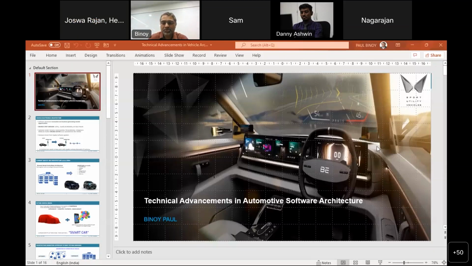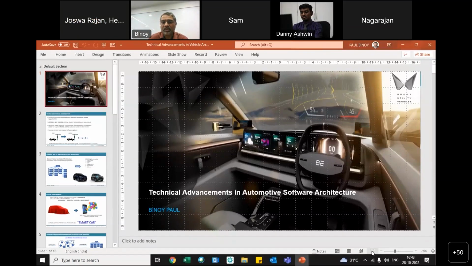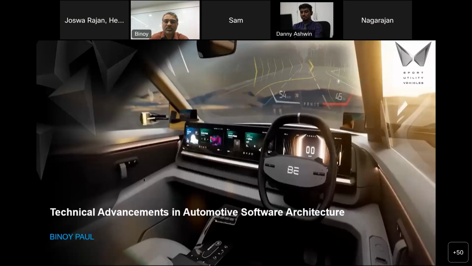This picture which you see on the screen as a background is the new vehicle which we are working on. This is something which we are working on as we speak. This has been previewed mid-August this year, a few months back, in our design studio in the UK. So this is something which is going to be coming to the Indian market by 2024-25.